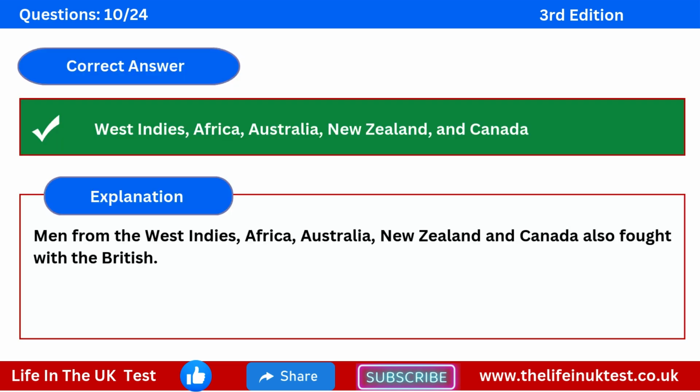The correct answer is West Indies, Africa, Australia, New Zealand, and Canada. Explanation. Men from the West Indies, Africa, Australia, New Zealand, and Canada also fought with the British.